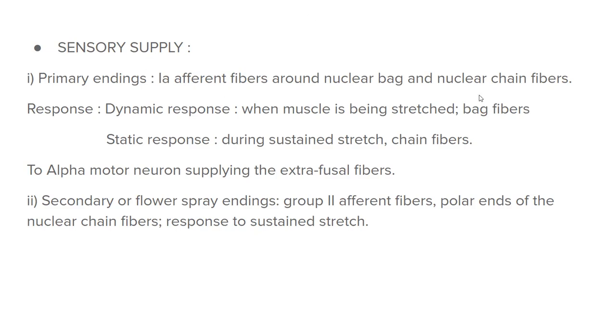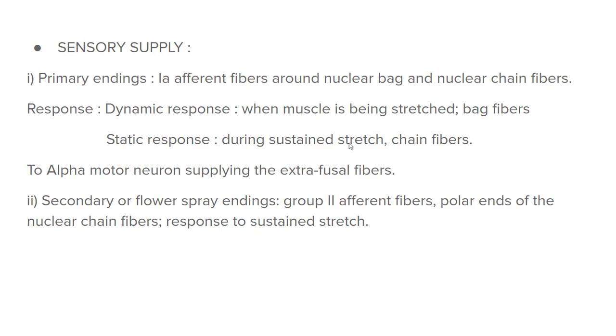But now the muscle is completely stretched. There is a sustained stretch. What are the afferents getting activated? The nuclear chain fibers' 1A endings get activated. Now this is responsible to detect the length of the muscle, whereas the bag fibers are responsible for detecting the velocity at which the muscle is getting stretched.